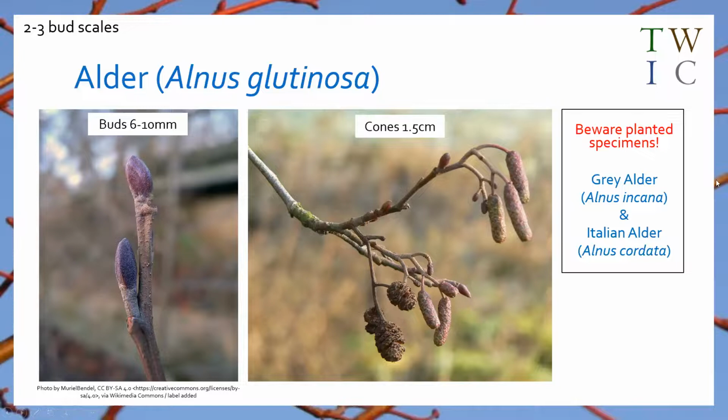There are a couple of introduced alders to be aware of, so the grey alder and the Italian alder. The cones can be used for the Italian alder because they're about double the size of alder. So that's really handy if you've got cones. With grey alder, you need to look at the shoot tips and see if they're downy, hairy. If they are, it's going to be grey alder rather than the ordinary alder. You're most likely to come across grey alder or Italian alder in places near habitation, so in your towns and villages where they've clearly been planted, whereas in wilder places you're more likely to come across the native alder.